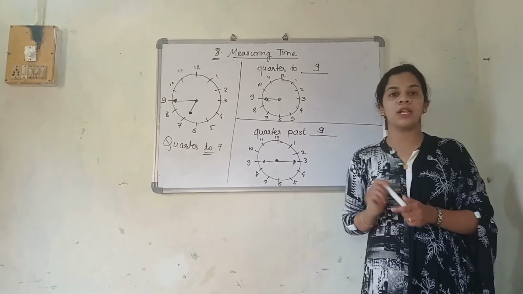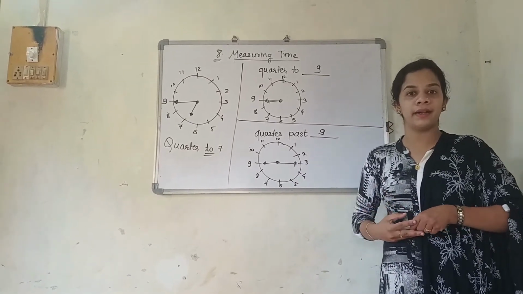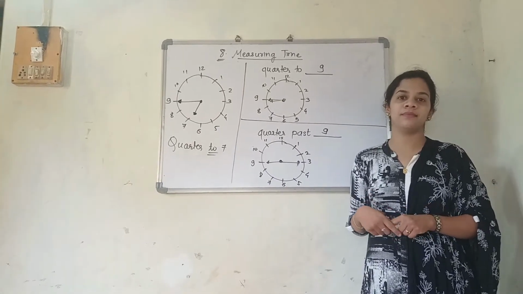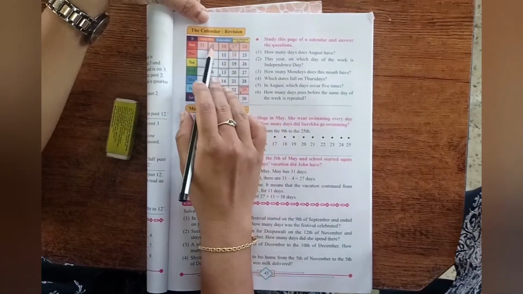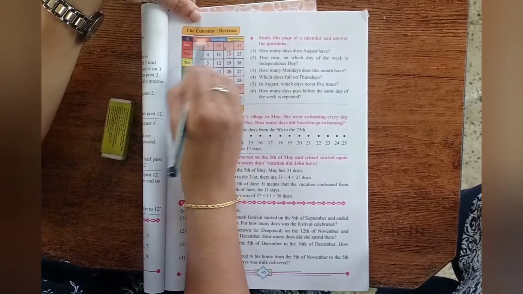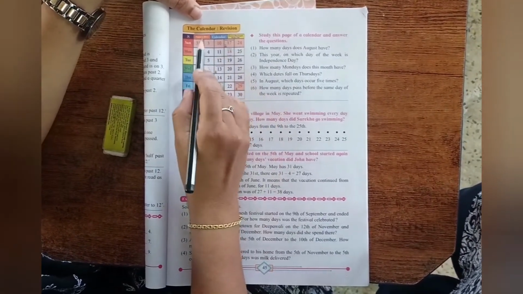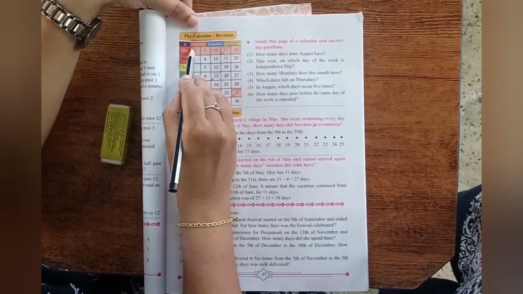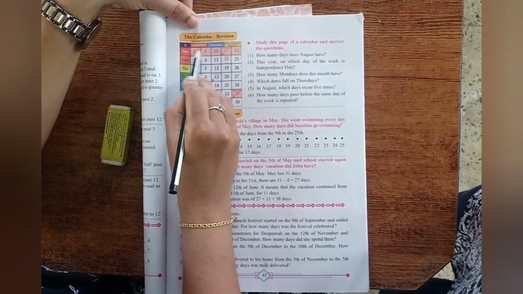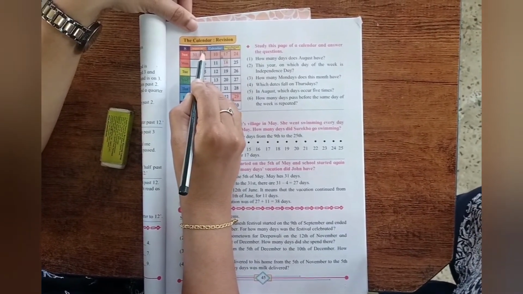So the workbook question answers I will give now. We will see the calendar part related to this lesson. So now we are going to study about the calendar. If you can see over here, your calendar is given to you. If you can clearly observe, here it is the calendar of August 2014.